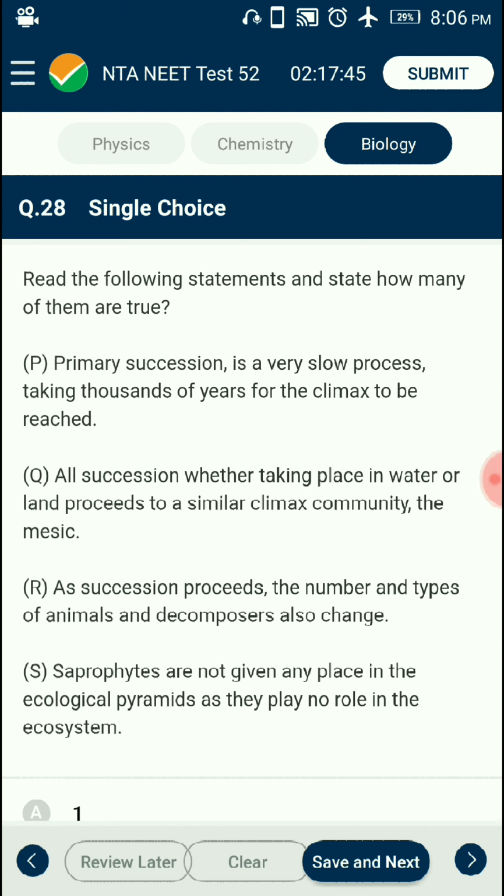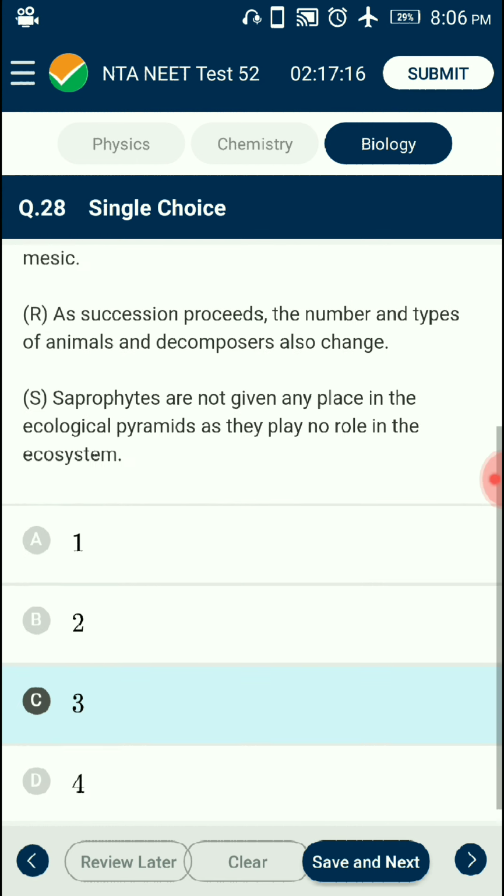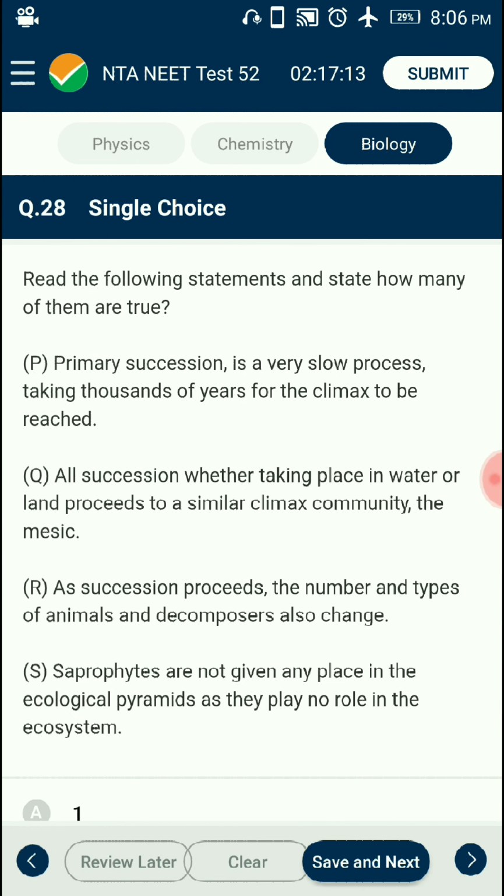Hydrarch succession takes place in water, while xerarch succession takes place in dry areas. Both proceed to mesic conditions that are neither too dry nor too wet. Saprophytes, though they play a vital role in degrading dead matter in an ecosystem, are not given any place in an ecological pyramid. So the answer for this question is option C. There are three statements that are true.